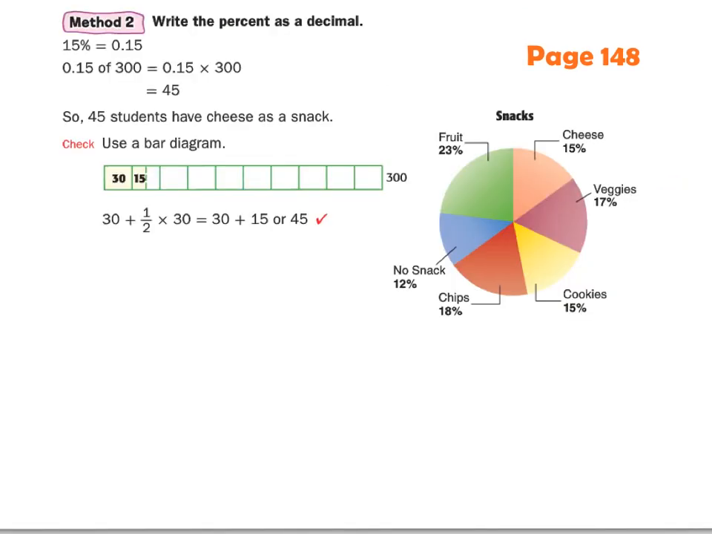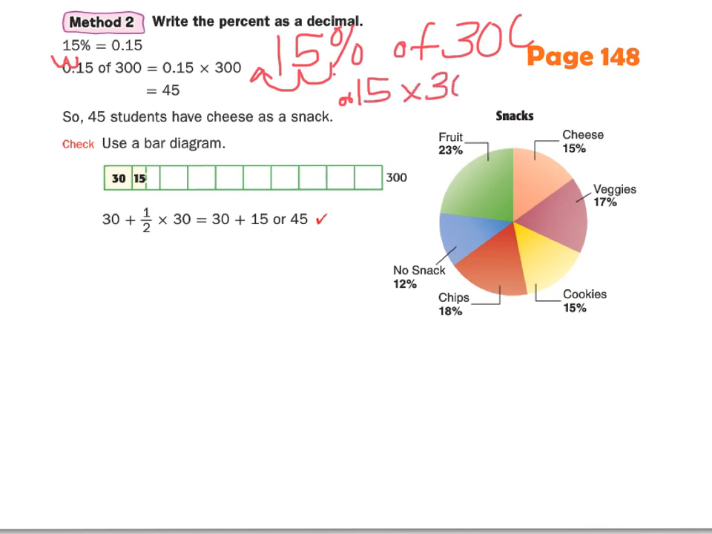Method 2 says, instead of a fraction, write the percent as a decimal. And I would imagine many of you will choose this method because when we write the percent as a decimal, we're going to do my cute little swoopy thingies here and go from 15% to 0.15. But we're still finding 15% of 300. Only now we're going to say 0.15 times 300. And using a calculator, 0.15 times 300, you're still going to get the answer of 45.